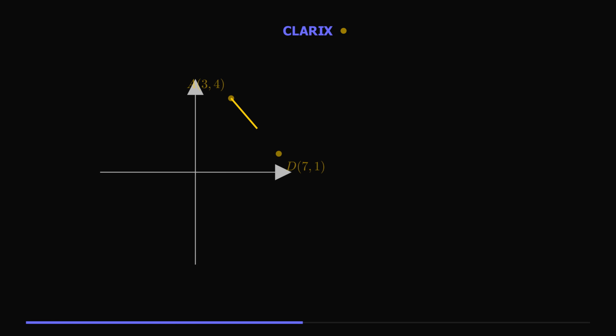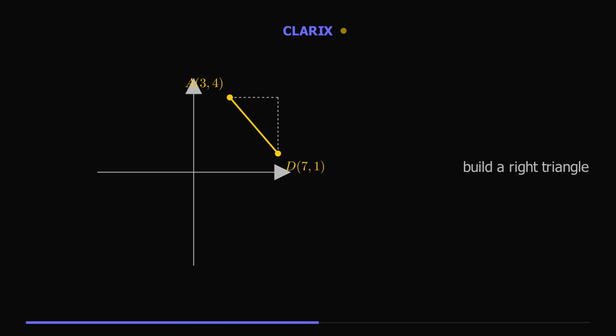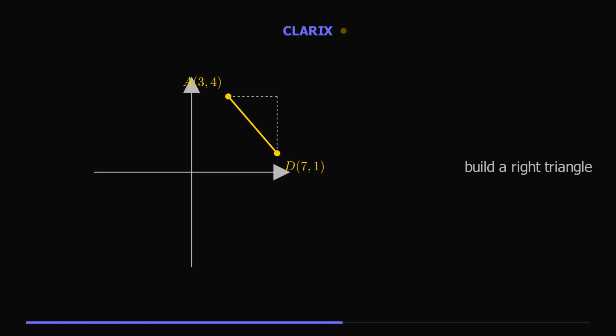Here's a genuinely useful skill: finding the distance between any 2 points, even if the line joining them is tilted, not lying flat along an axis. The trick is to build a right-angled triangle using the 2 points as the 2 ends of the slanted side, called the hypotenuse. Say we have point A at (3, 4), and point D at (7, 1). Draw a horizontal line from one and a vertical line from the other. They meet at a corner point, and now you've got a right triangle sitting right there on the grid.